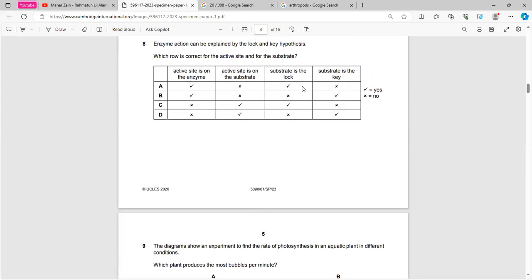Now, in question number 8, in the lock and key model, I already described that the active site is always on the enzyme, and the enzyme is the lock. So the lock always has the active site on it, and the substrate is the key. So option B is correct.